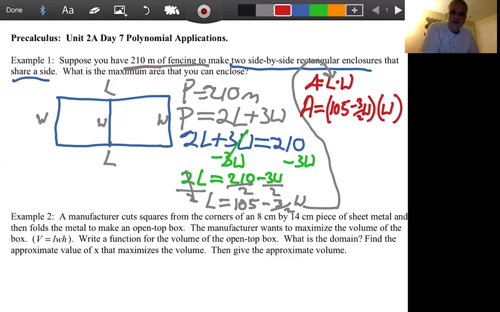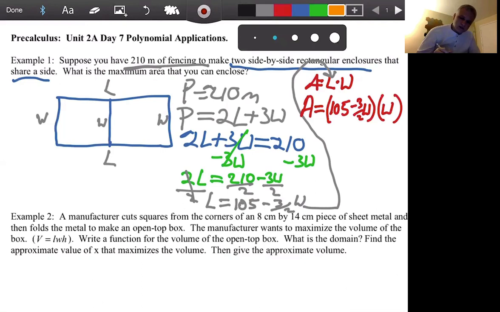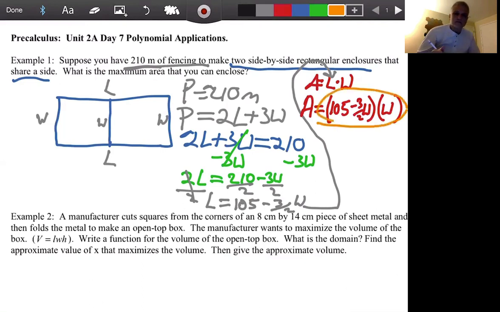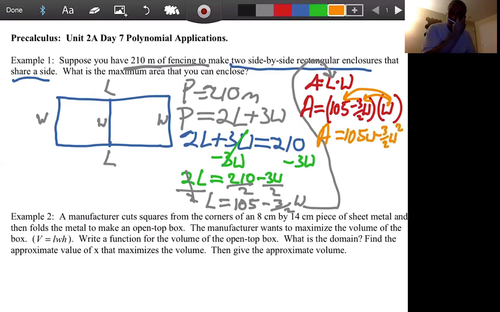Our graphing calculator can do that. So I'm simply going to type this into Y1. I'm going to type it either just like that, or if we want to be a little nicer to our predisposition for not having the factored form or the parentheses, we can rewrite this as A equals 105W minus 3/2 W squared, okay? So negative 3/2 W squared.